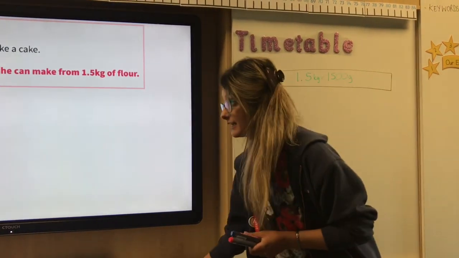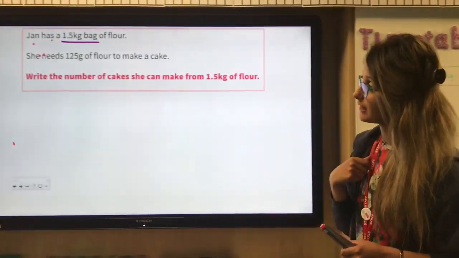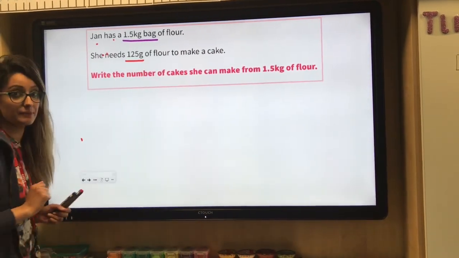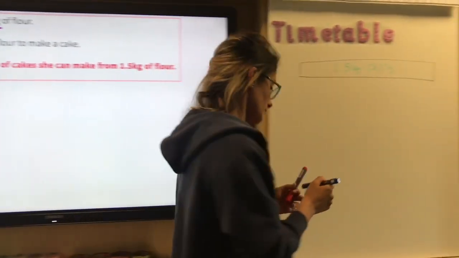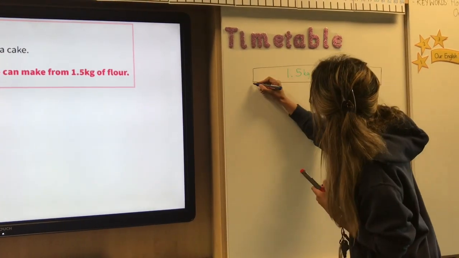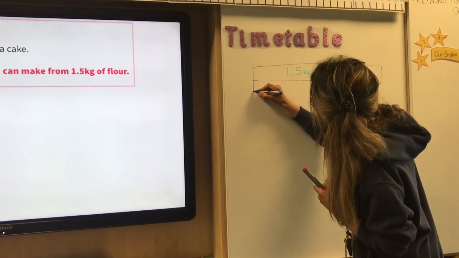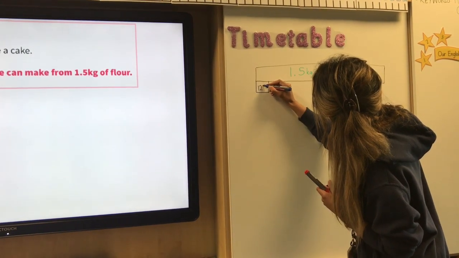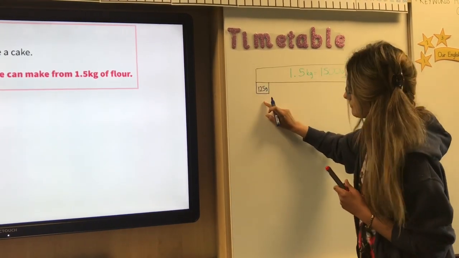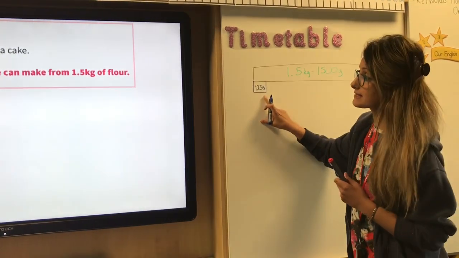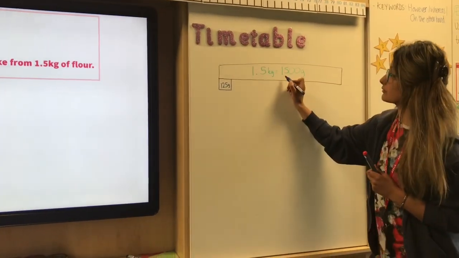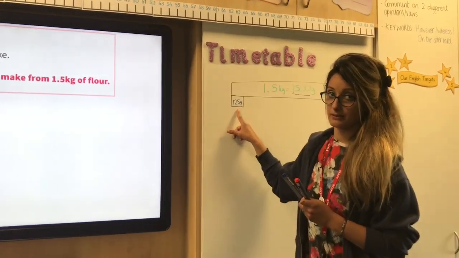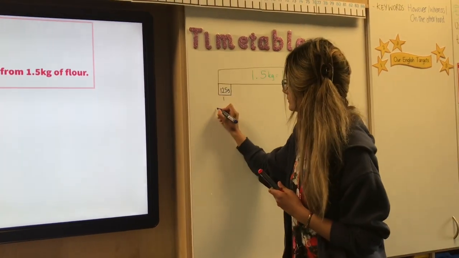The next thing is, she needs how many grams of flour to make a cake? Well, she needs 125 grams. So underneath this bar here, I know that she has 125 grams to make a cake, and this is her flour. And it's much easier to look at the 1,500. This is equivalent to one cake, don't forget. So that's one cake.